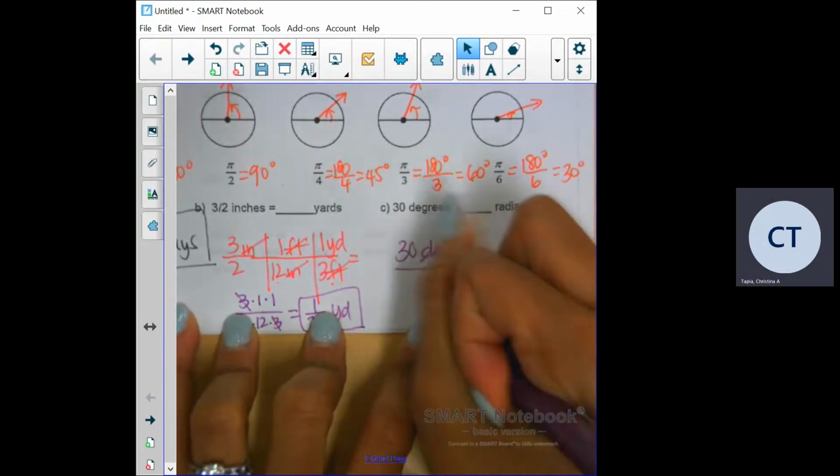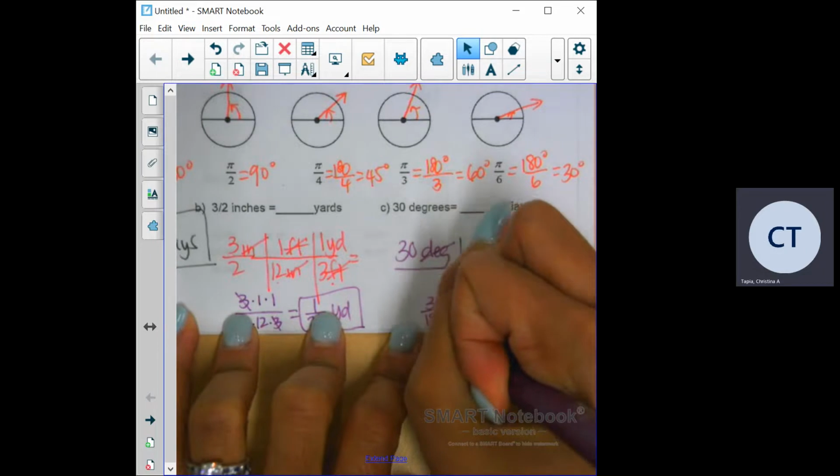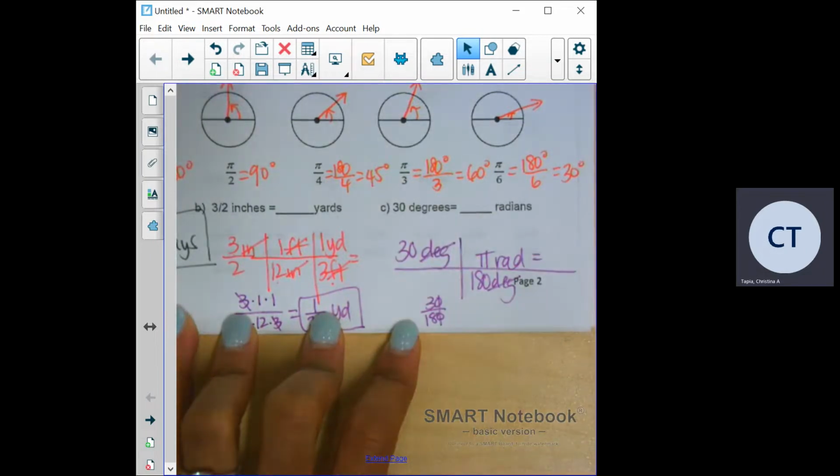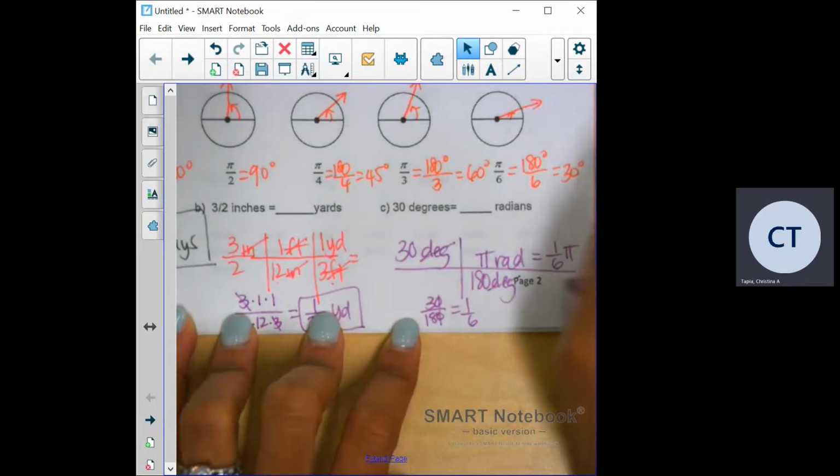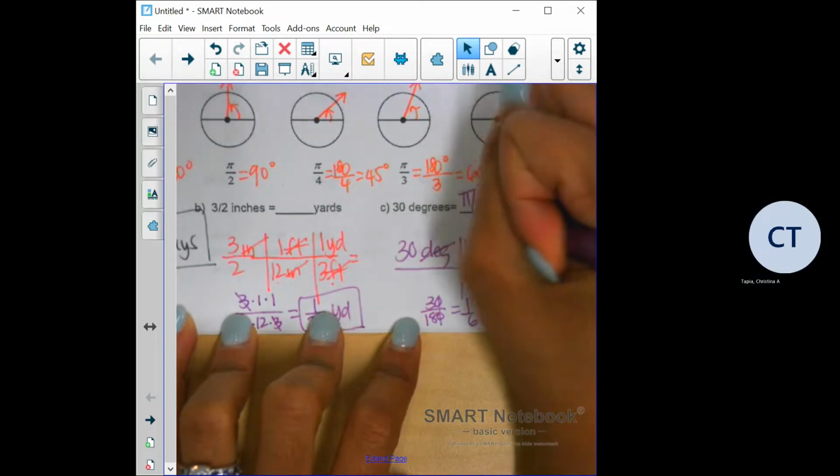Okay, well, if I was going to divide those anyway, 30 over 180, those zeros would cancel, right? What's 3 divided by 18? 1/6. So I'm going to make that 1 over 6 pi, which could also be written as pi over 6. It's literally the same thing.